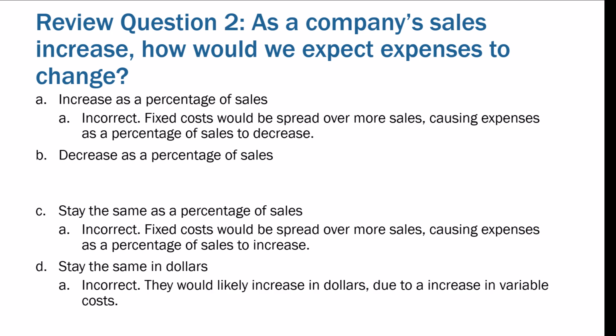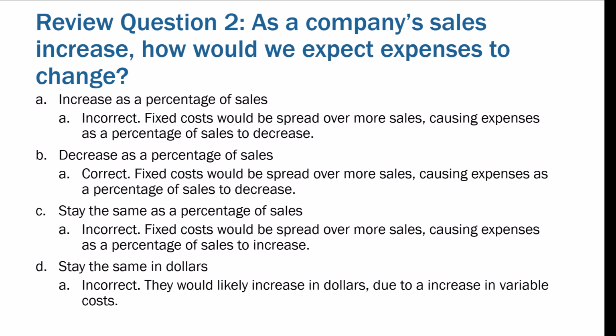It would not stay the same in dollars. All right. It would likely increase in dollars due to an increase in variable costs. So the correct answer here, decrease as a percentage of sales, that's correct. Fixed cost would be spread over more sales, causing expenses as a percentage of sales to decrease. So again, this word right here should say decrease. I'll fix that on the hard copy slide.